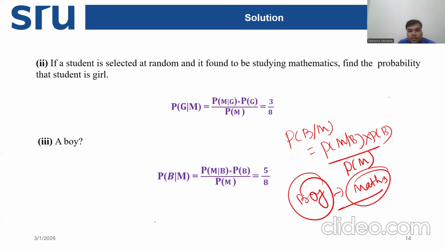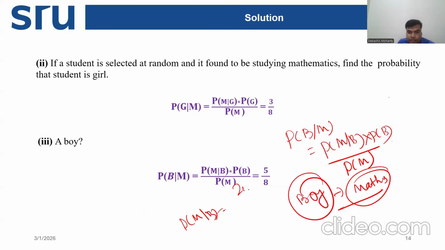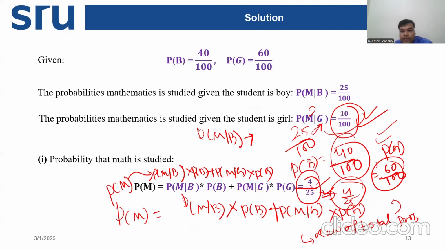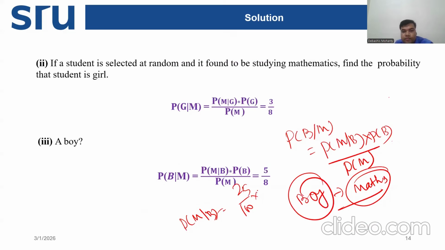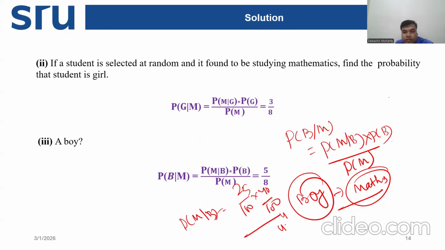Okay, so already we have the probability of M by B. What is the probability of M by B? That is 25 by 100, multiplied by the probability of B. What is the probability of B? The probability of B is 40 by 100, divided by the probability of M, hence the number of students studying mathematics. What is that? 4 by 25. So that is 4 by 25.